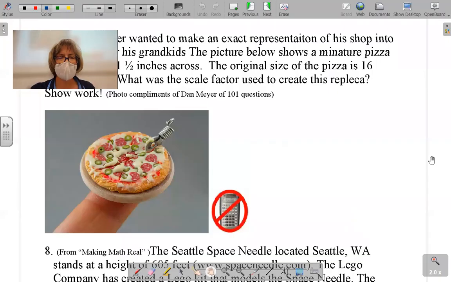Shows the piece, which is 1.5 inches across. The original size of the pizza was 16 inches across. What is the scale factor used to create this?